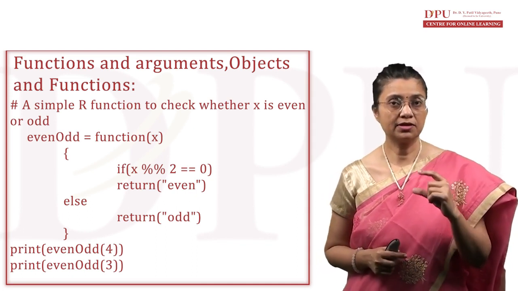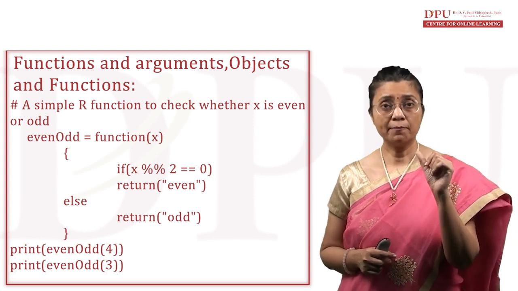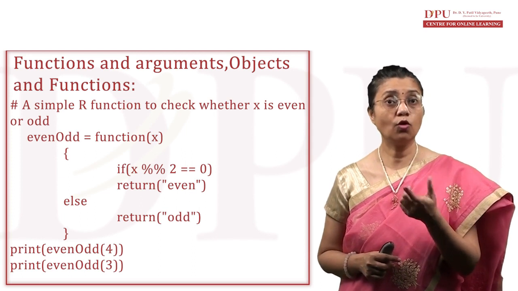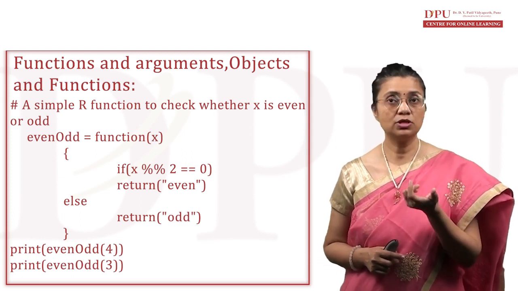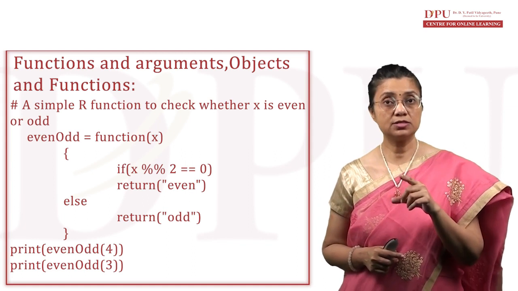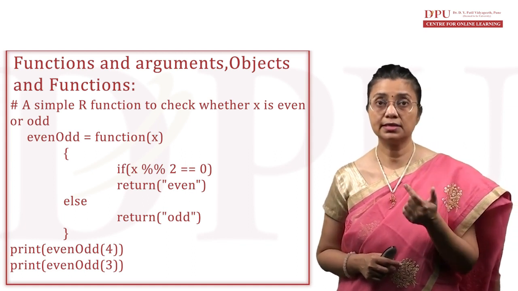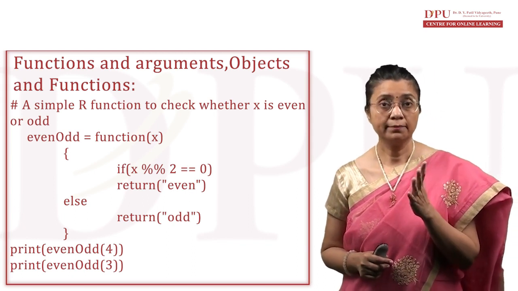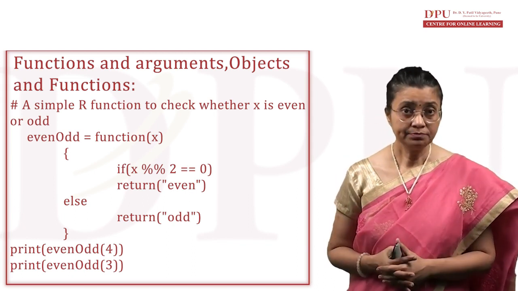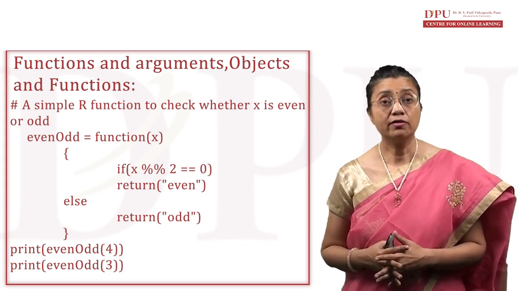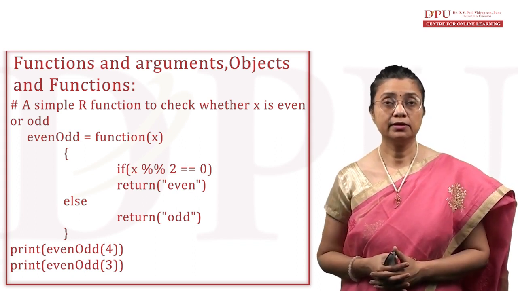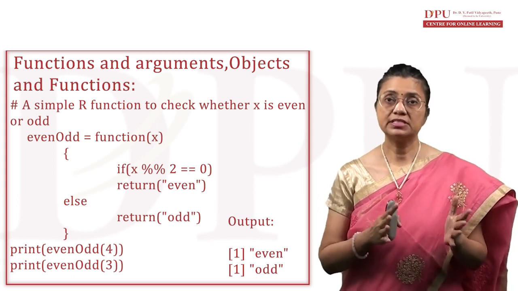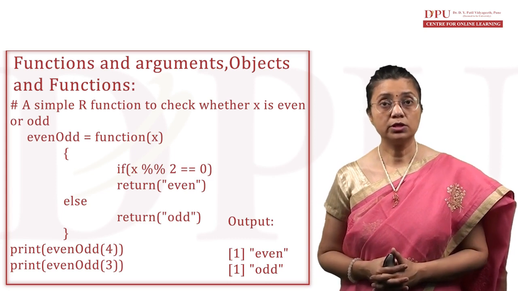So this is my little function which is just applying a modulo operator and trying to find out whether the remainder is 0 or not. So if the remainder is 0, the number is even, and if the remainder is non-zero, then it is an odd number. So I am printing even_odd, and you can see the output on the screen. For the first print command, the output is even, and for the second print command, the output is odd.